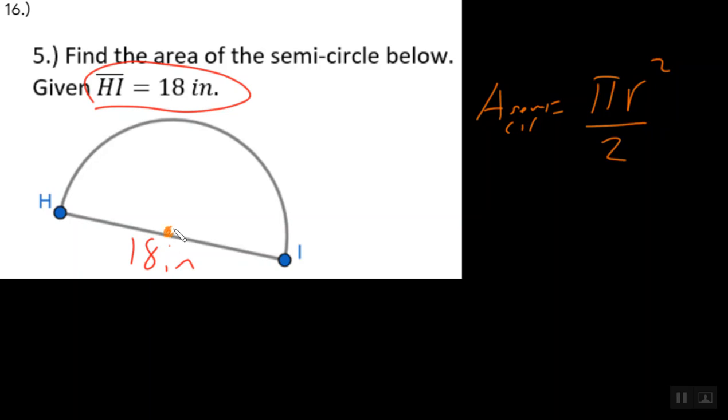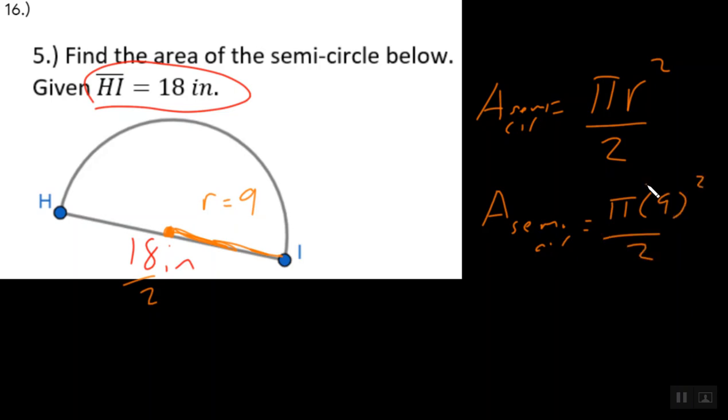The other tricky part about this is we know that the diameter is 18, but what about the radius? Well, 18 divided by 2 is 9. So we could say this: the area of our semicircle must be equal to pi times 9 squared, all divided by 2. When following our order of operations, we know that we should square first. Let's just call it the area of a semicircle, and we'll have pi times 9 squared, which is 81 over 2.